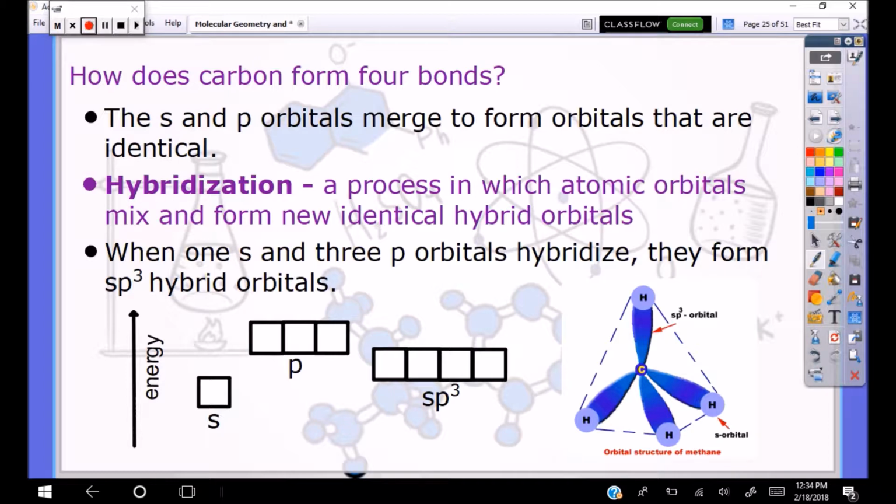So what happens is, when they hybridize, we end up mixing our s and our 3 p orbitals to form four identical sp3 hybrid orbitals. If we take those four valence electrons, they now can spread out, and they have four open spaces that are of the same energy that can equally bond with other atoms. It's much easier for the overlap to occur when they are on the same energy level.